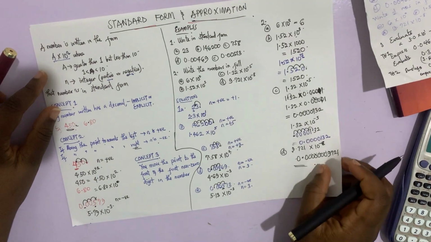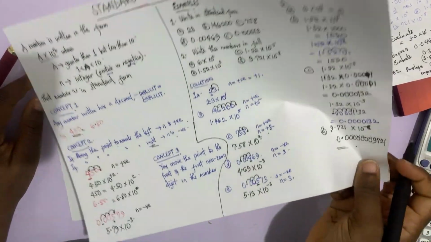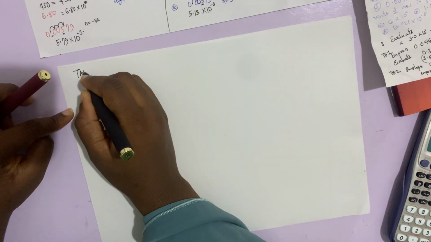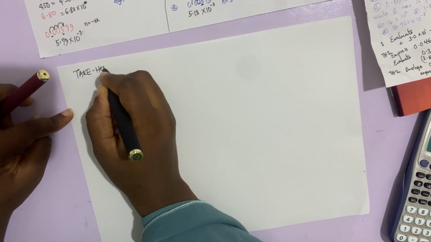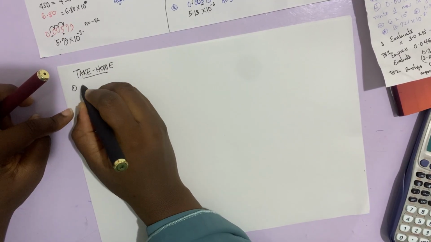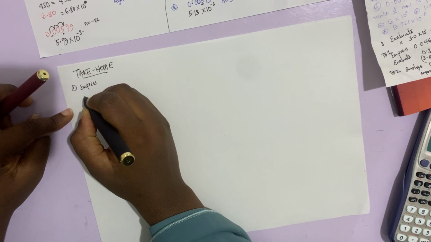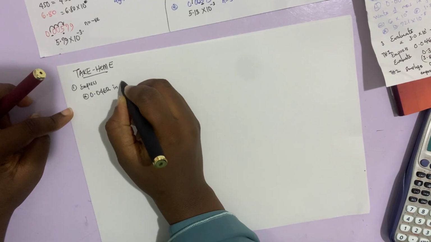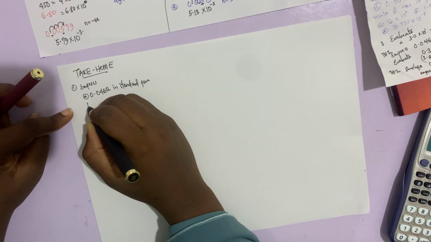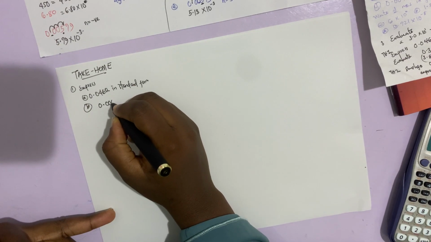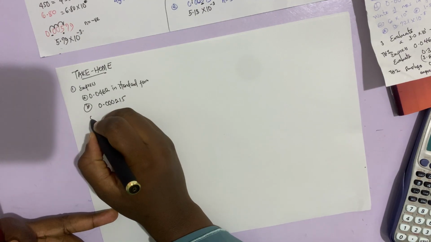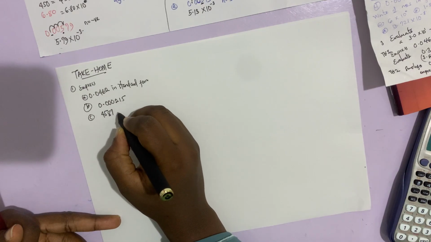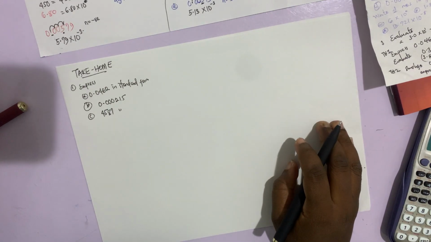Let's take the take-home for this standard form concept, and in the next video we'll look at approximation. So take home, question 1, express A, 0.0462 in standard form, B, 0.000215 in standard form, C, 1587 in standard form. So I'll see you in the next video.